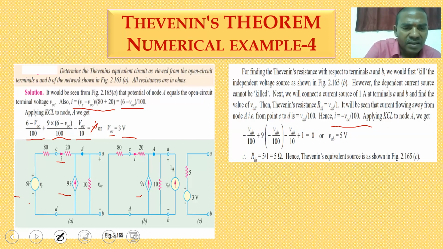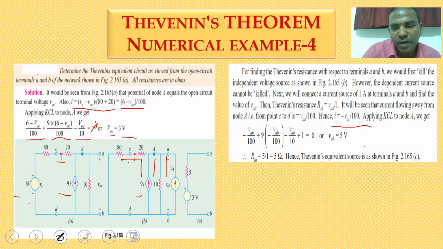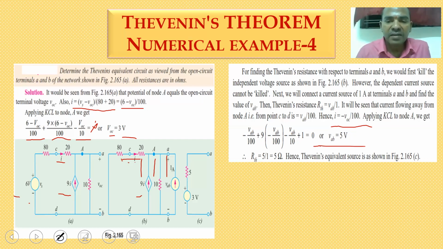So from this, you are writing the 4 branch currents. How are you writing? The first one is minus VAB divided by 100 plus 9I. So what is the I value? Minus VAB divided by 100, minus VAB divided by 10, plus the 1 ampere current source, is equal to 0. So from this you are getting VAB is equal to 5 volts. So RTH is equal to 5 divided by the current value, 1 you assumed. So 5 by 1, so 5 ohms.